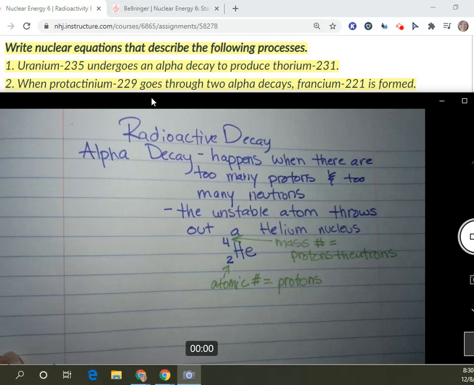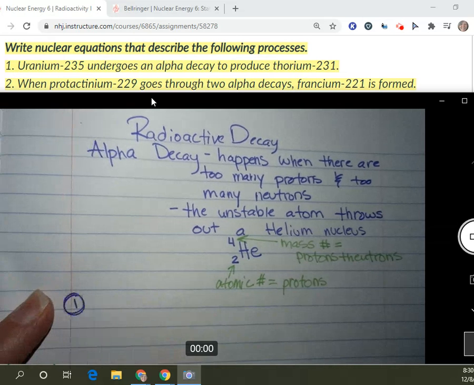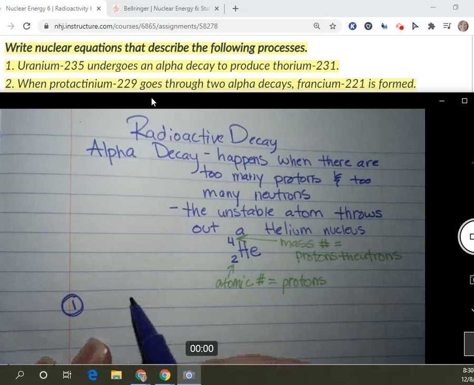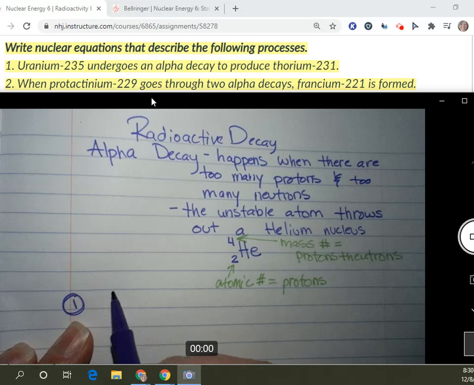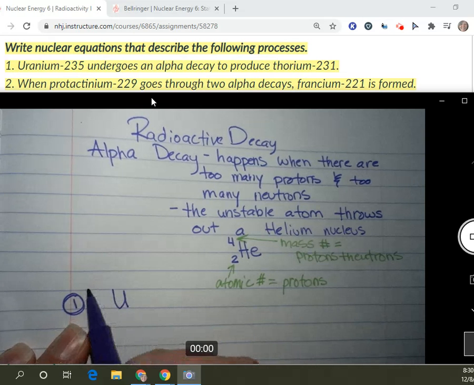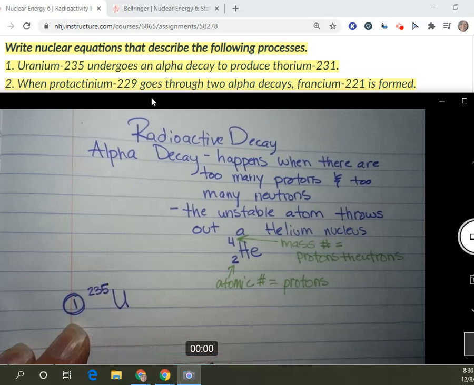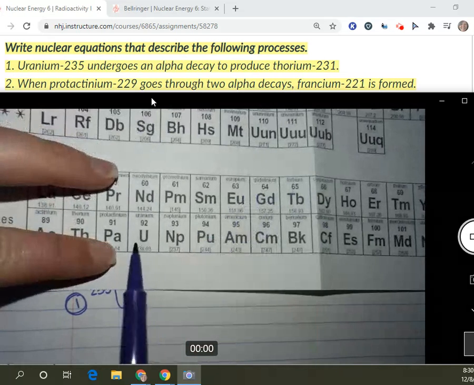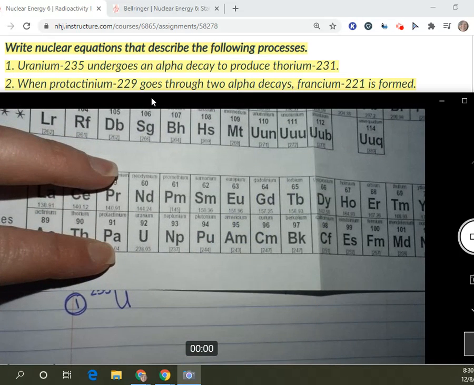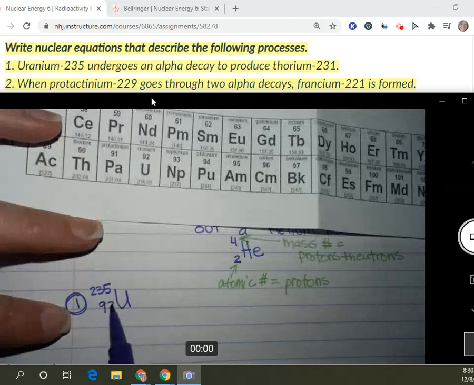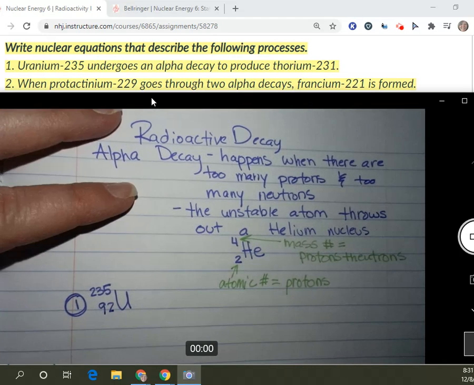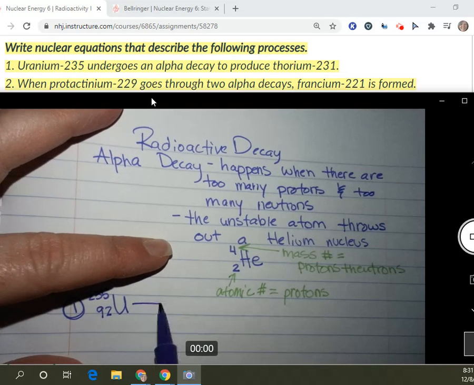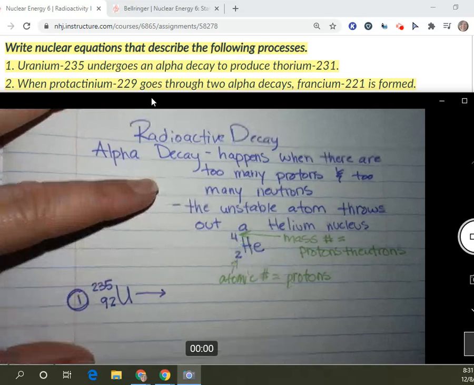The first problem says uranium-235 undergoes alpha decay to produce thorium-231. So uranium, the 235 is the mass number. And we're going to look at our periodic table and see uranium has an atomic number of 92. So the 92 would go here. And we know it's going to undergo radioactive decay.